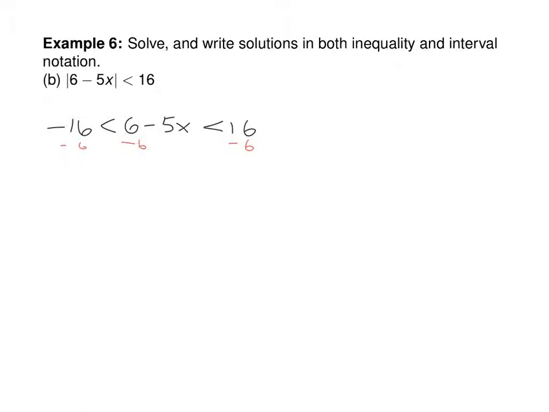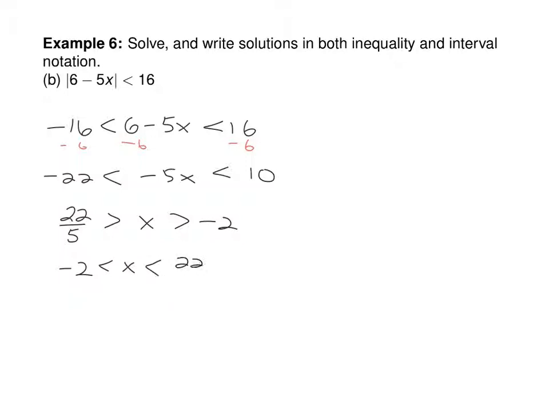So what's negative 16 minus 6? Great. It's less than negative 5x, which is less than 10. Now what happens when you divide by negative 5? They all switch. And also a negative over a negative makes a positive, so 22/5 is bigger than x, which is bigger than negative 2. Probably best to write that like this, negative 2 less than x less than 22/5.